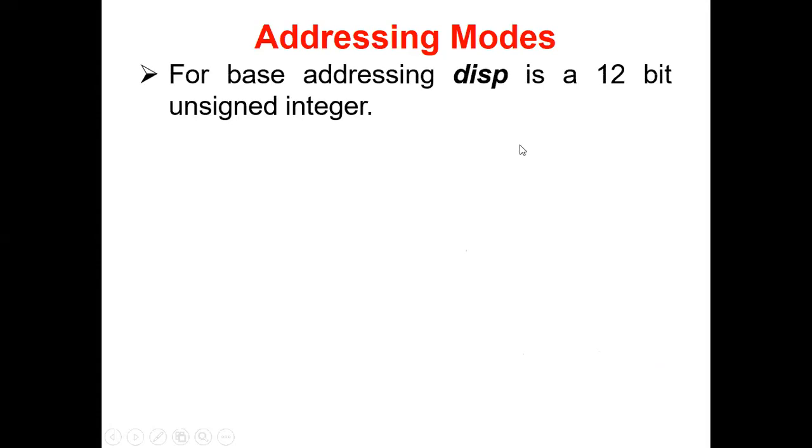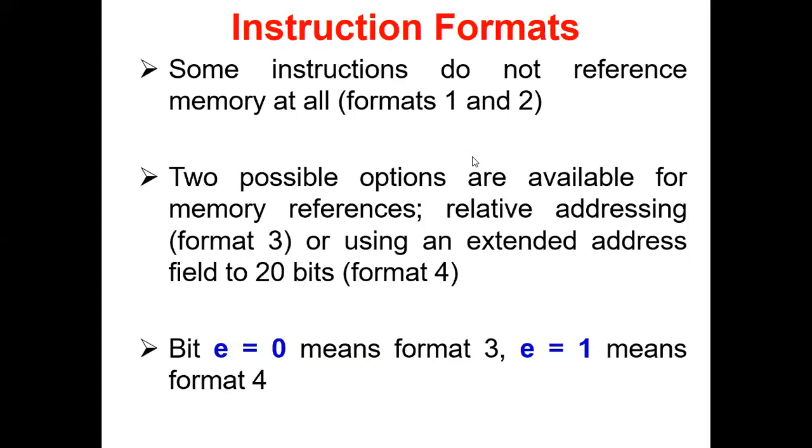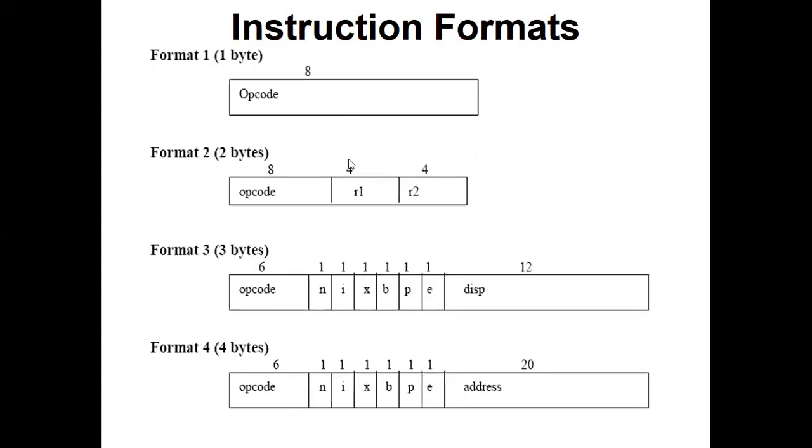Okay. So for the other part, you remember I said, if I can go back, you remember we have those flags N, I, X, B, P, and E. When we are trying to find out these instruction formats, you can see we have flags N, I, X, B, P, and E. And then I said that these flags are used to calculate the target address, because we have said that format 3 and format 4 are the formats we use when we want to access memory. That means when the operand is in the memory.